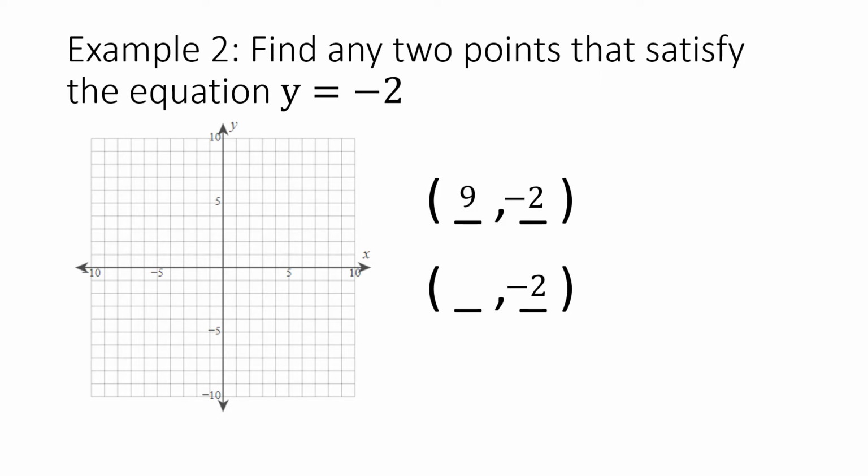And so for my first one, I'm just going to pick 9. And then for my second one, I'm going to pick 0, and then I'm just going to plot them on the graph. 9 comma -2 is located right here, and then 0 comma -2 is located right here. And then when you connect those, they create a line, and it's actually a horizontal line at y equal to -2.